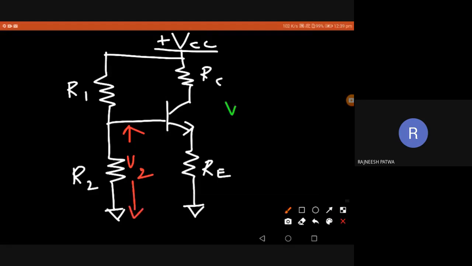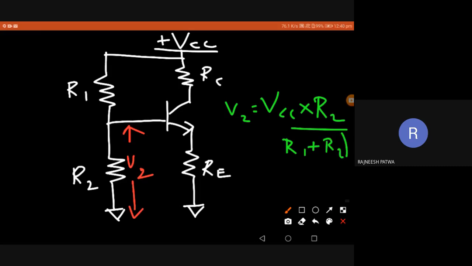V2 is equal to VCC into the bottom resistance R2, divided by the sum of resistances R1 plus R2. So what we are getting: VCC is 10, and what was the value of R2? I think it's 2.2 kilo ohm. 2.2 kilo ohm divided by R1, which was 10, so 10 plus 2.2. The kilo in numerator and denominator cancels. So what voltage will I get? V2 I'll get 1.8 volt.